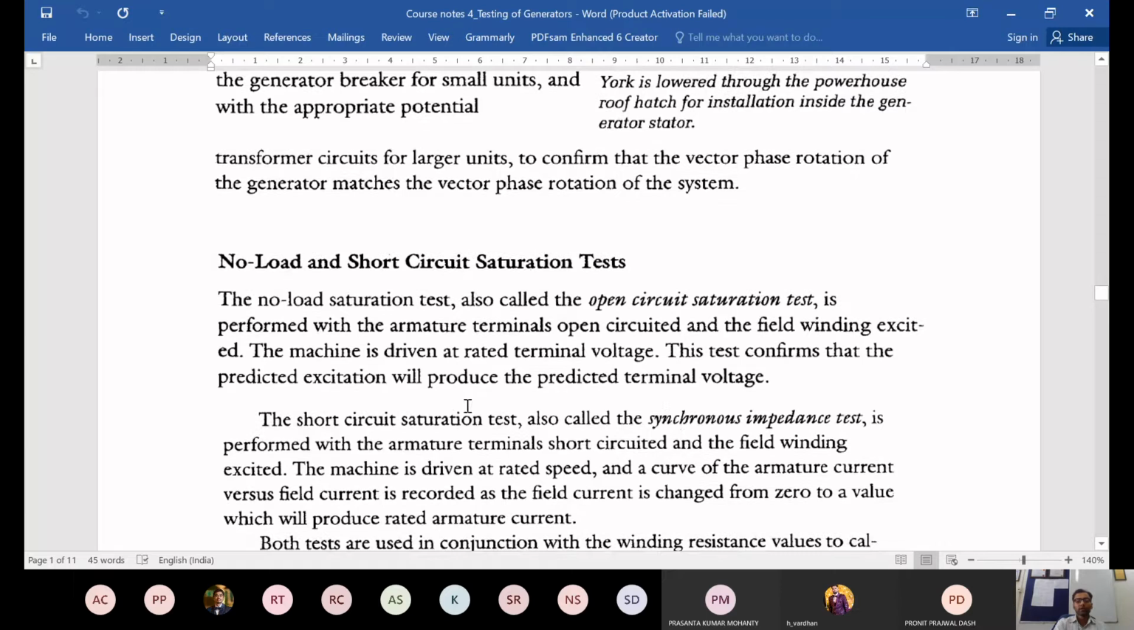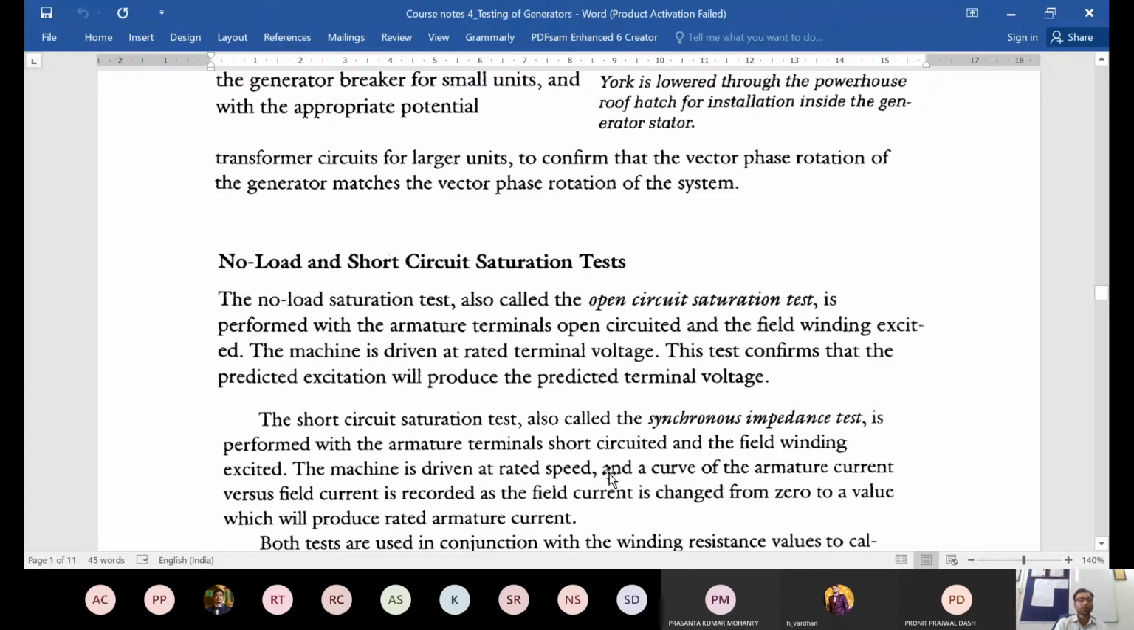Another related test is the short circuit saturation test. Very similar, but with a distinct difference. The short circuit saturation test is also known as the synchronous impedance test, and this is where you find the synchronous reactance and so on. It is performed with the armature terminals short circuited. In the first case, the armature terminals were open circuited. In the second case, the armature terminals are short circuited.